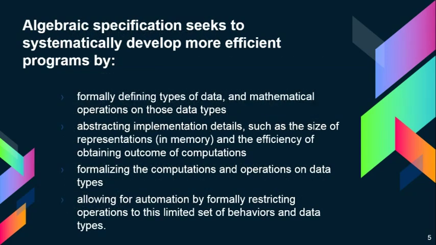Algebraic specification seeks to systematically develop more efficient programs by, first, formally defining types of data and mathematical operations on those data types. Second, abstracting implementation details such as the size of representation in memory and the efficiency of obtaining outcomes of computations. Third, formalizing the computations and operations on data types, allowing for automation by formally restricting operations to this limited set of behaviors and data types.